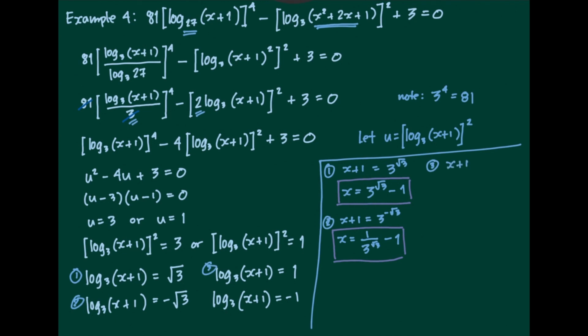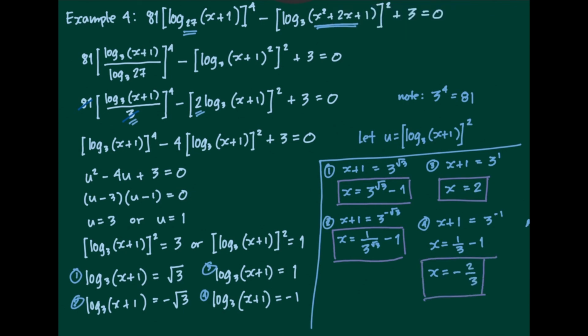Third case, we could write this as x plus 1 is equal to 3 raised to 1. Subtracting 1 from both sides, we get x equals 2. And for the final case, we can write this as x plus 1 is equal to 3 raised to negative 1. But 3 raised to negative 1 is the same as 1/3. So we could subtract 1 from both sides and we'll have x equals negative 2/3. And this is our fourth final answer. I'll see you sa next video natin.